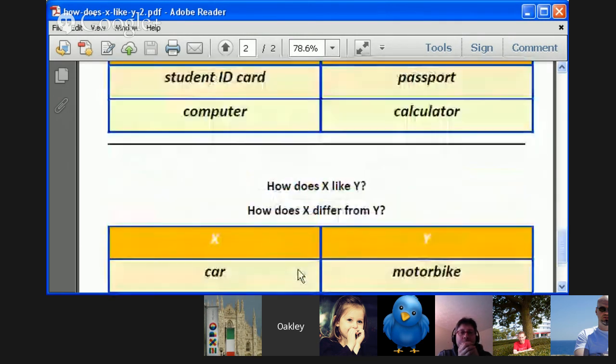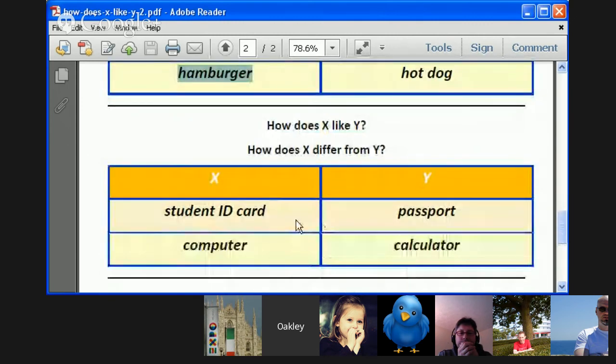What's the difference between... Oh, we've come all the way around. Nader, what's the difference between a student ID card and a passport?